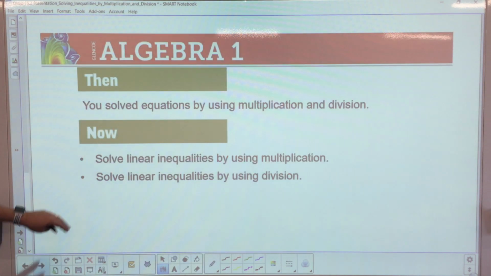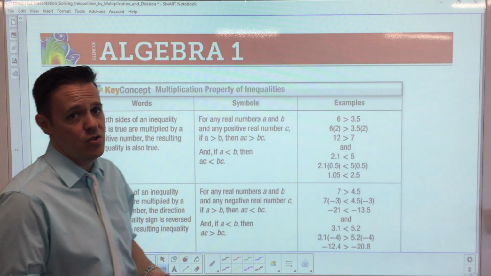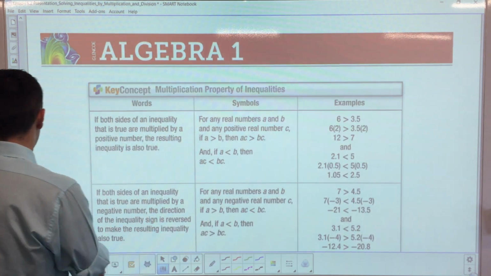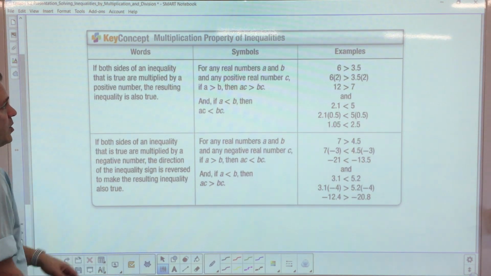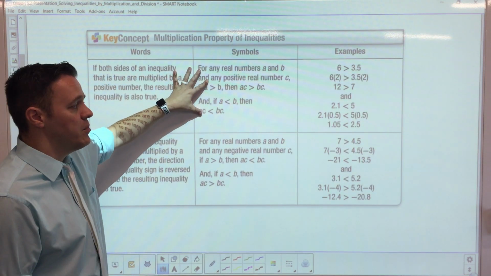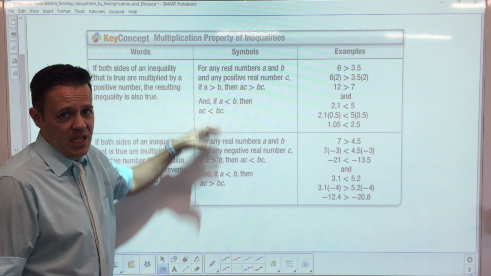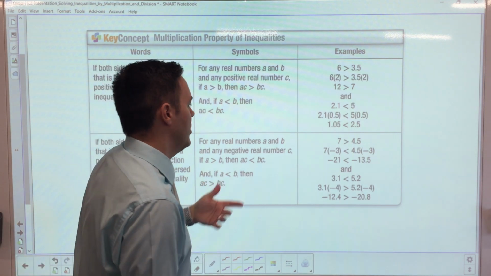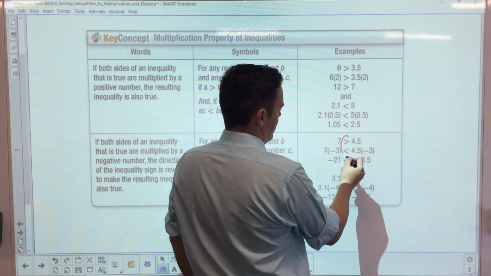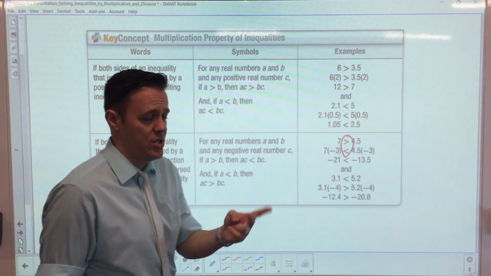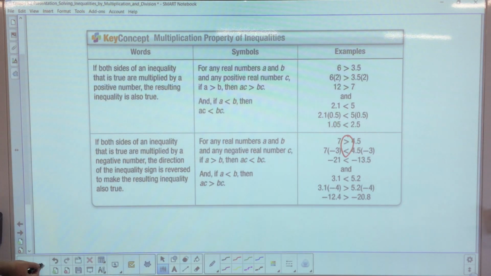All right, today we're going to be talking about solving inequalities using multiplication and division. One key aspect is, if you're multiplying inequalities by a positive number, does anything change? No. But when you multiply it by a negative number, the signs do switch. Okay, that is when you multiply it by a negative only.